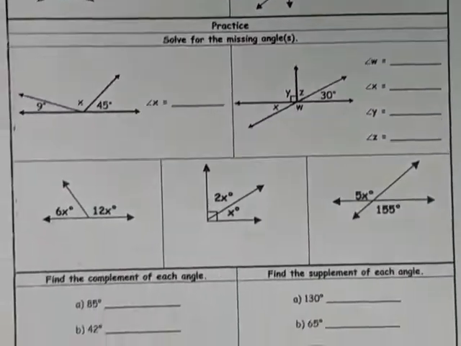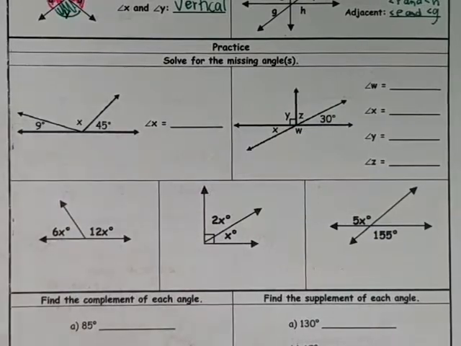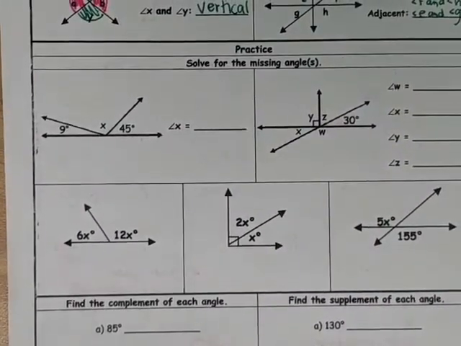So down here, you're going to do some practice. We are going to decide whether they are complementary or supplementary. We're also going to use some algebra to solve for the missing variable x. So we're going to do all kinds of math stuff, and then you guys are going to do the practice on this side. So let's go down here.